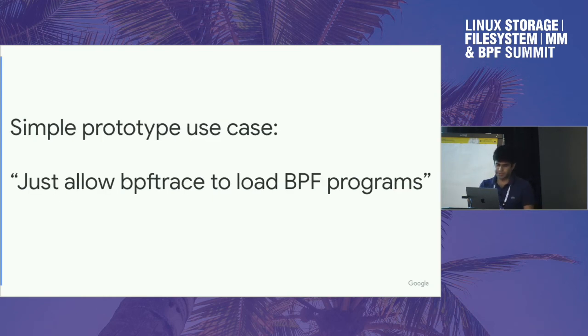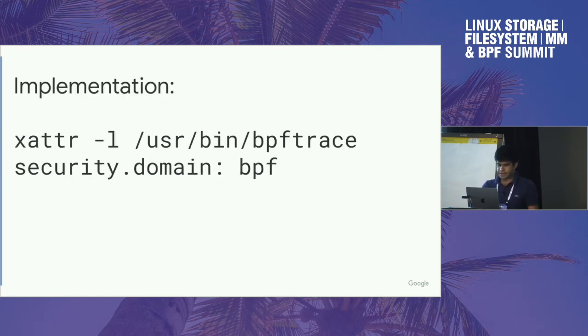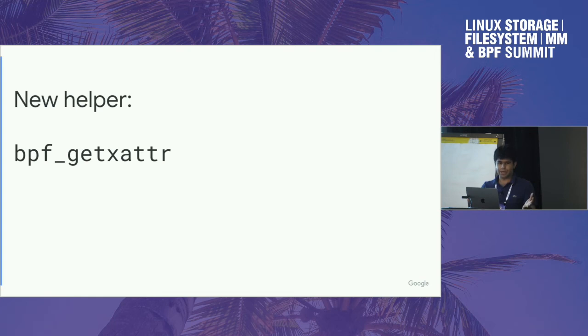The use case I'm choosing for this is to allow only bpftrace to load BPF programs. The implementation of the MAC policy is fairly simple. You set an extended attribute on bpftrace saying security domain BPF, which tells the whole LSM framework that I trust this to execute BPF syscalls. We need a new helper for this, called bpf_get_xattr. We need it in the BPF program to get the value of this domain.